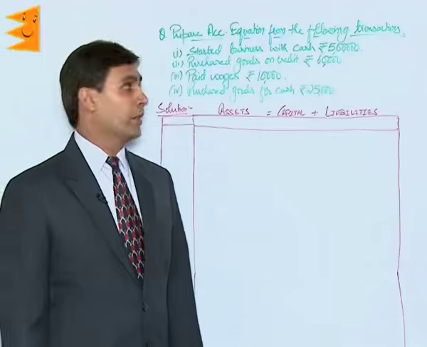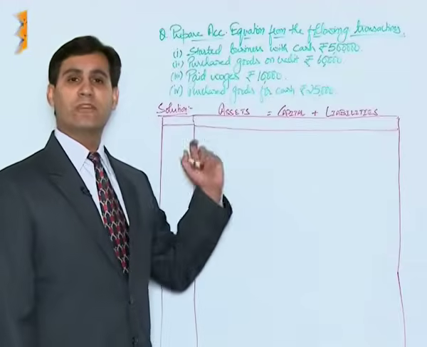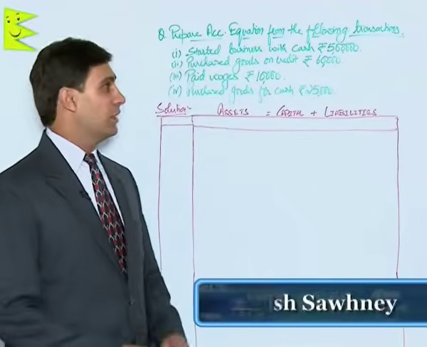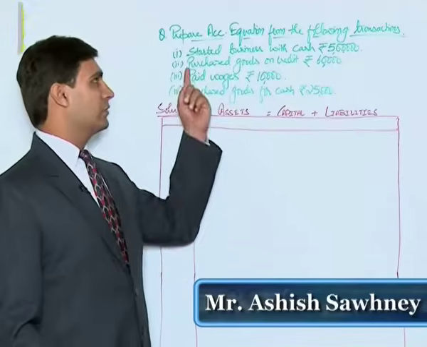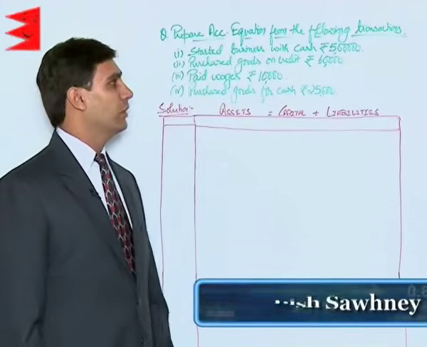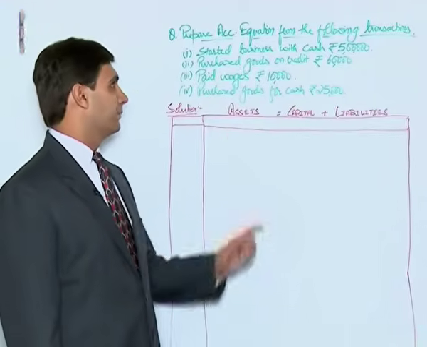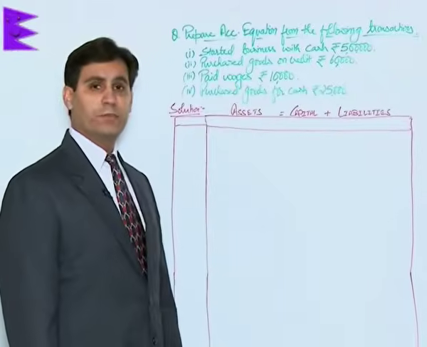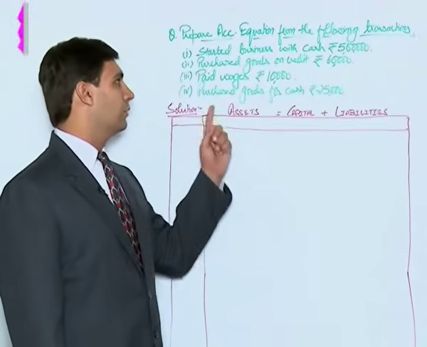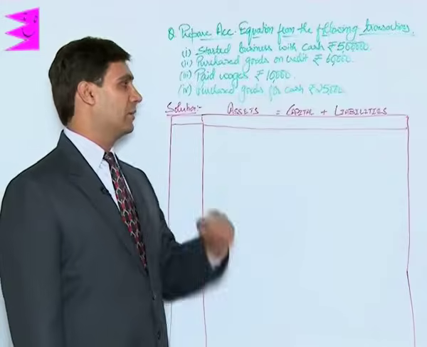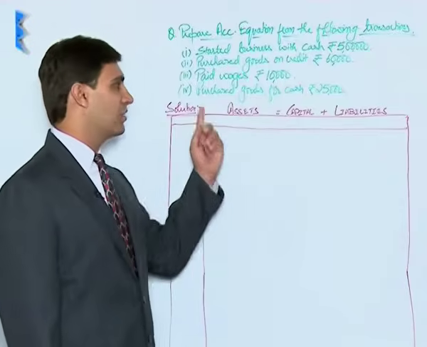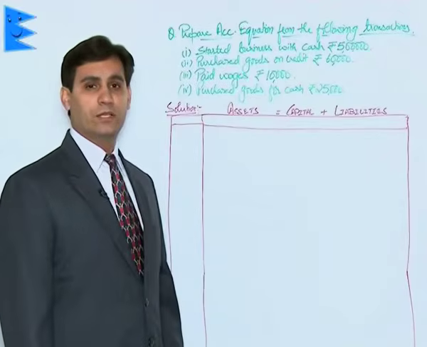Now students, let us prepare accounting equation from these transactions. The transactions are given here. The first one being started business with cash, rupees 5 lakhs. Purchase goods on credit, rupees 60,000. The third one being paid wages, rupees 10,000. And the last one being purchase goods for cash, rupees 20,000.